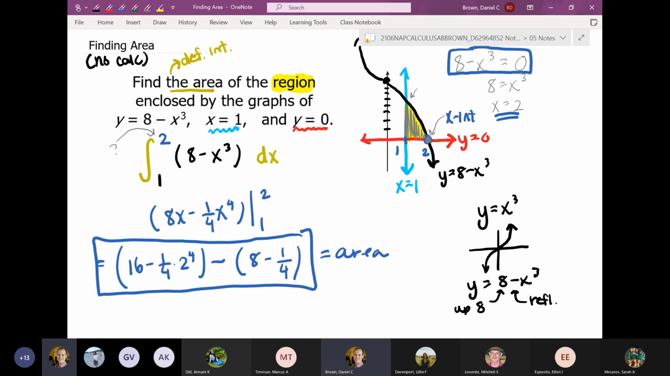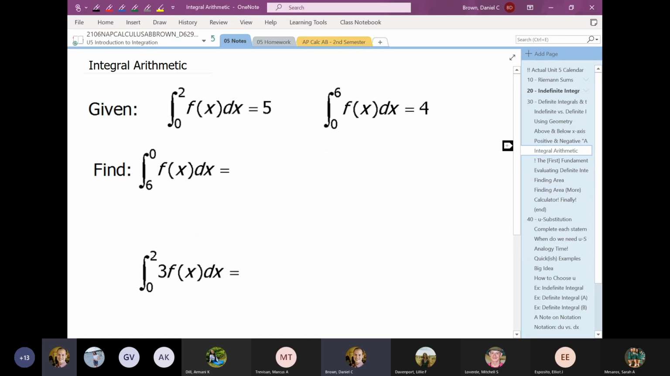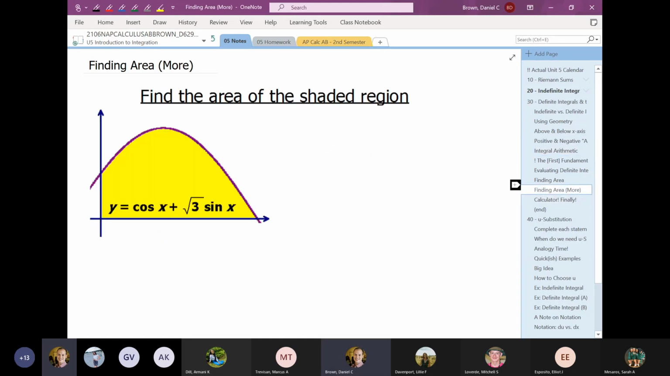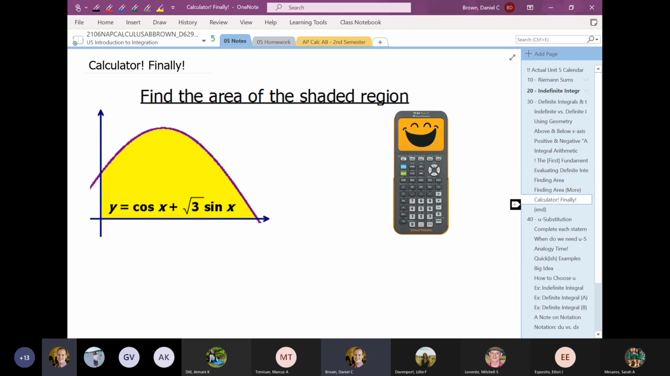All right, so I'm going to stop there today. Tomorrow's notes are much shorter. We're going to do the integral arithmetic slide I skipped over, and then just one more example, finding the area where we have to find the intercepts. I'm going to save the calculator example for Unit 7 just because it honestly fits better there, so I'm not going to worry about the calculator for now.